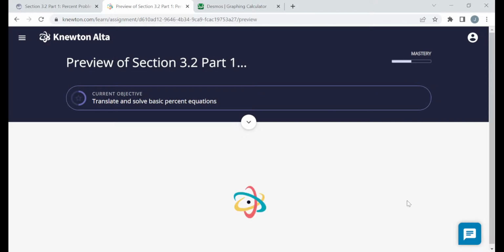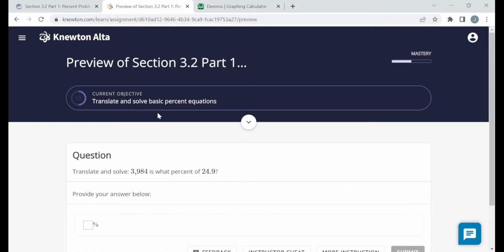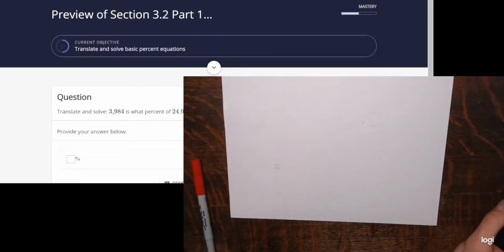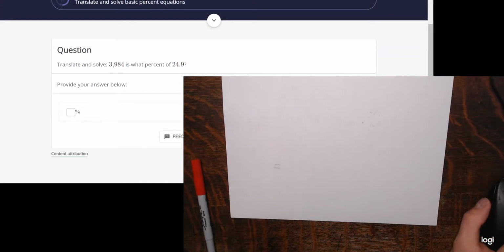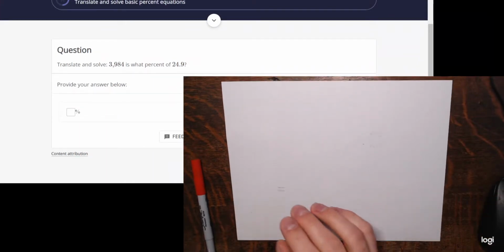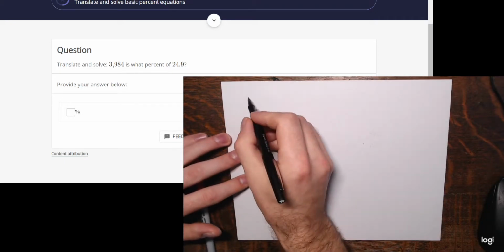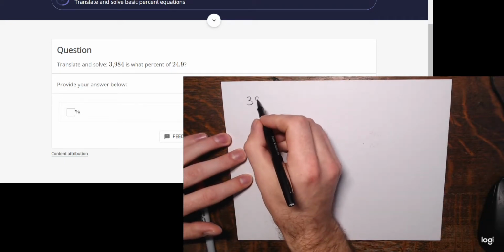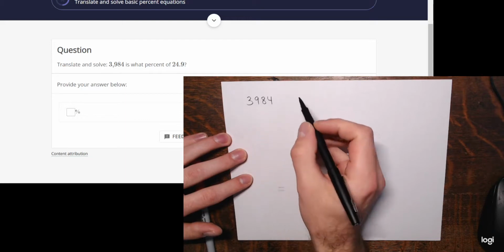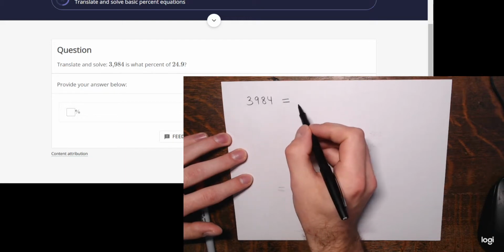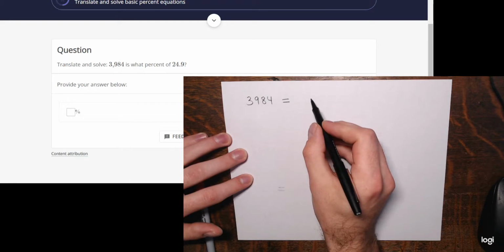Next. All right, so another one of these. Again, something where it should be pretty simple to translate. So back to where you can hopefully see the sentence, and we'll just make an equation out of it. So it starts off with 3,984 is what percent? So like I did earlier, what is x?